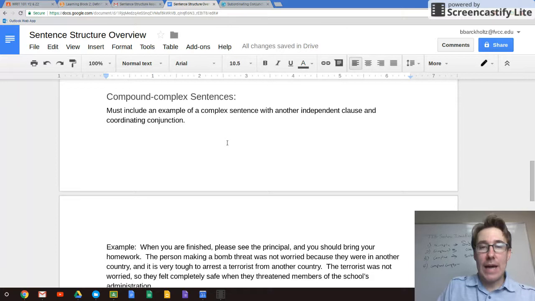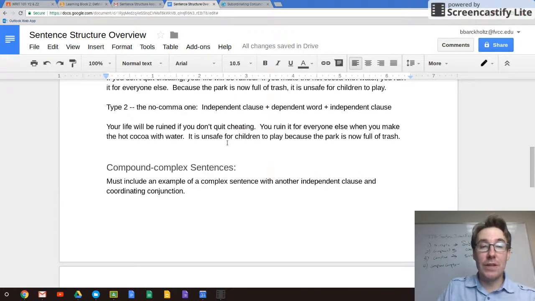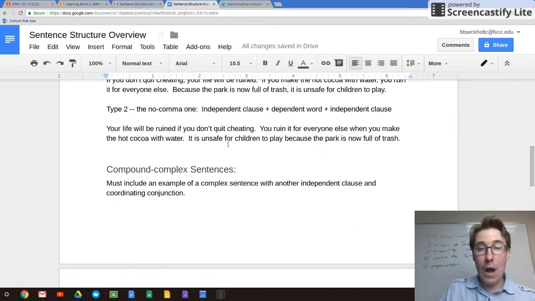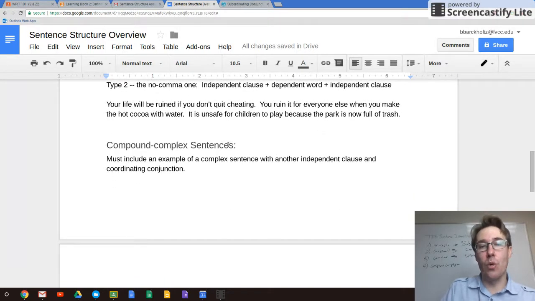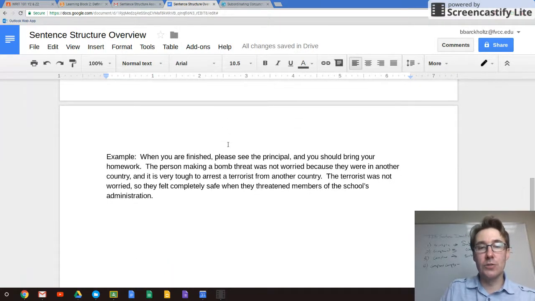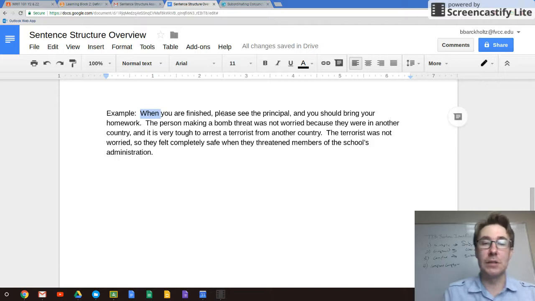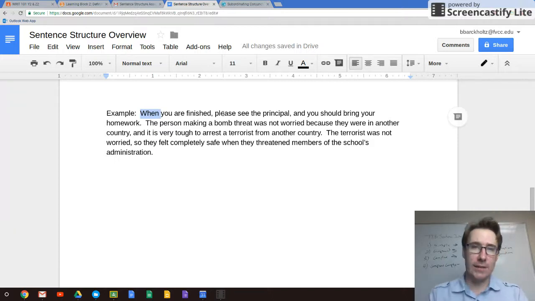Finally, we have compound complex sentences. You can use either of these complex structures, but now we're going to add on another independent clause with a coordinated conjunction. So this first one starts with the complex structure where we begin with the subordinated conjunction. When you are finished, please see the principal. Please see the principal is kind of an odd independent clause. It's actually an imperative. It has an implied you, since it's when you are finished, please see the principal. So it's actually technically an independent clause.